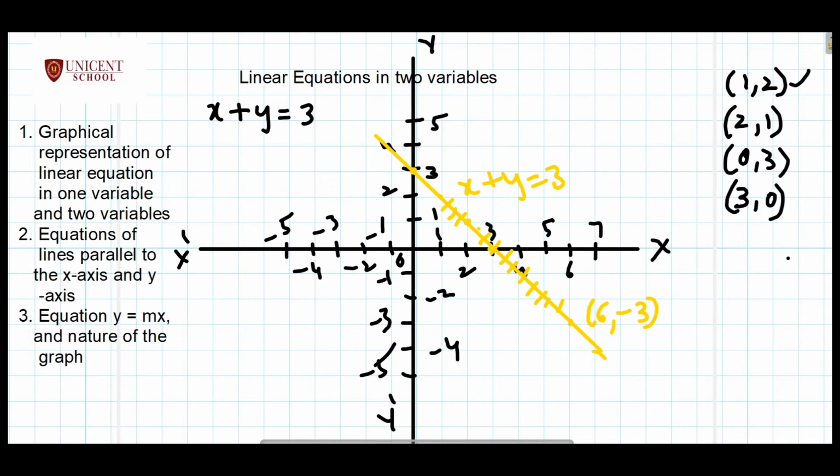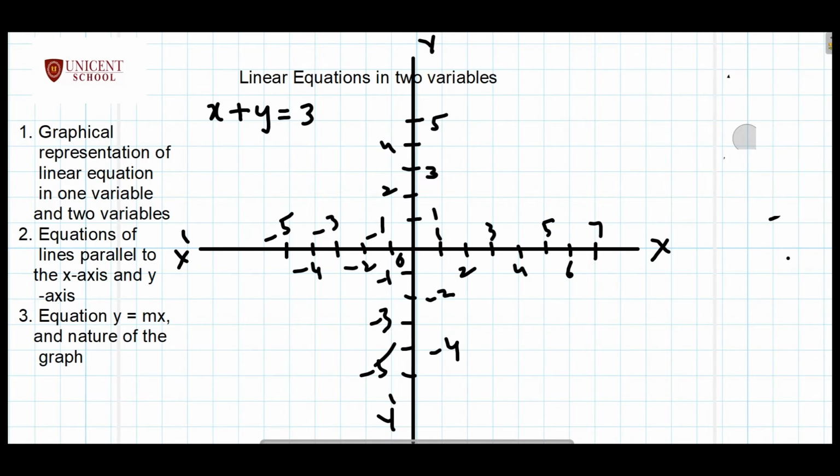Now let us take another example and find out the solution or how the line goes. Let me erase this and take another example. I'll take the previous example, that is x equals 3, which we have done on a number line. But if the same should be represented in the Cartesian plane, can we do it?